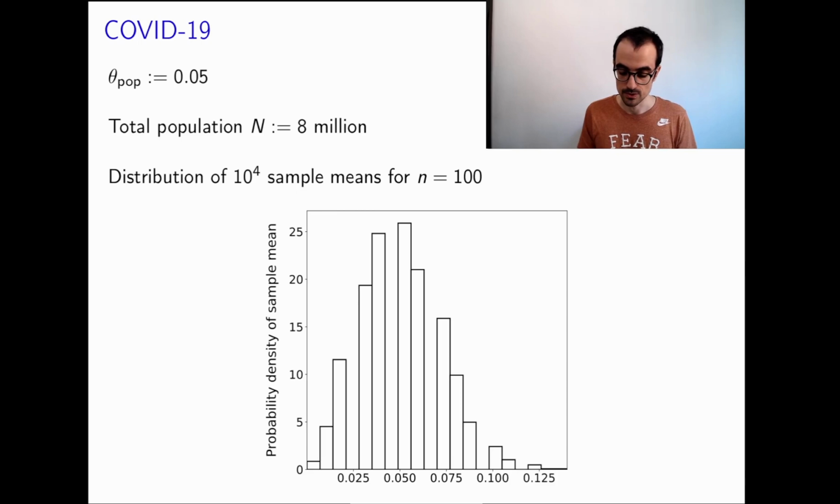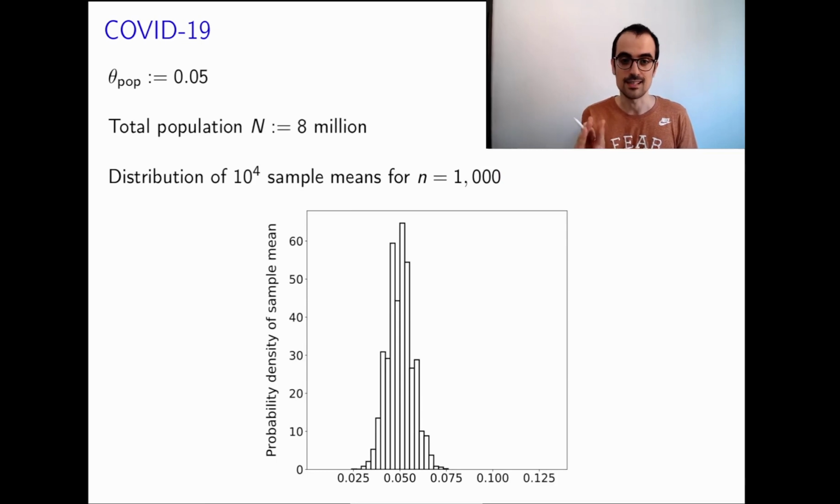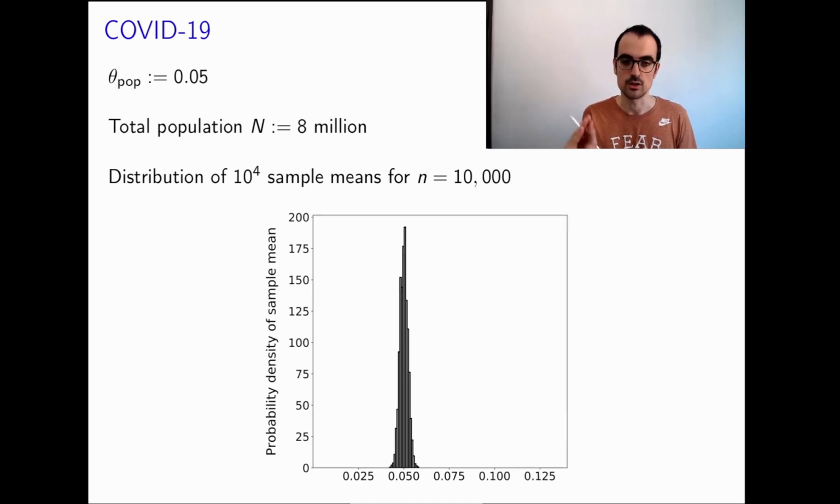And indeed they do. Okay, so this is what we get when we pick 100 people. When we pick 1,000, it starts to concentrate, again always centered around the true proportion that we want to estimate. And when we pick 10,000, it concentrates really, really a lot. So we get a very precise estimate. No matter which of these sample means we choose, we get a very precise estimate for the proportion of people with COVID-19 in the population.